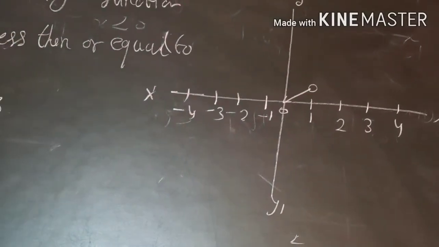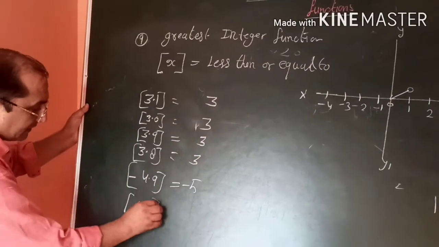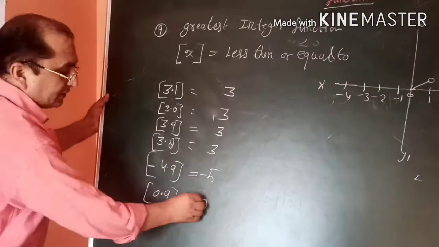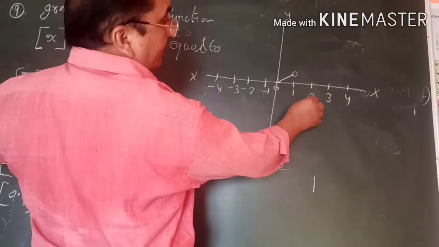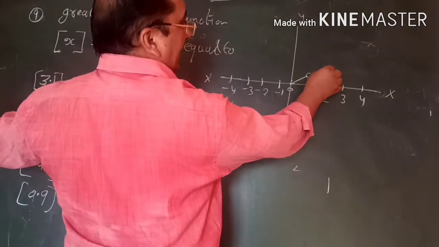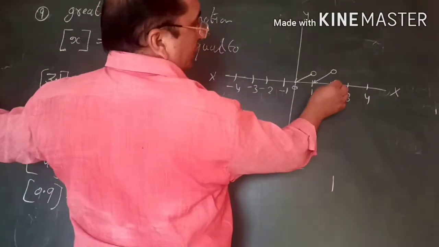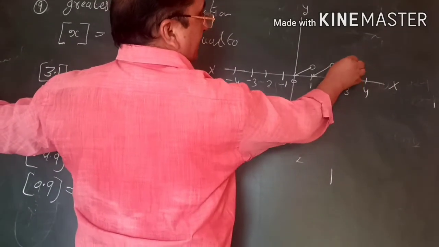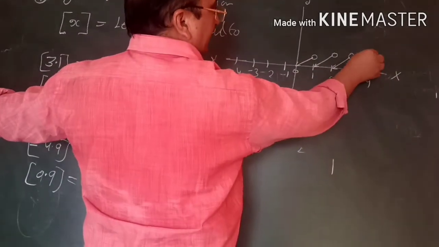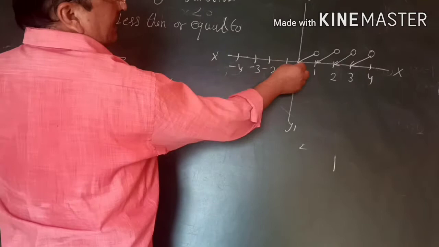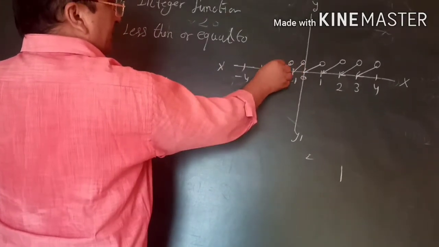Because till 0.9, suppose I am writing here 0.9, what is the integer? The integer is 0, 0 will come. And 1 to 1.99 means all numbers will come like this. 2 to 2.9, all numbers will come at 2. 3 to 3.9, all numbers will come at 3. In the same manner, all these numbers will come this way.